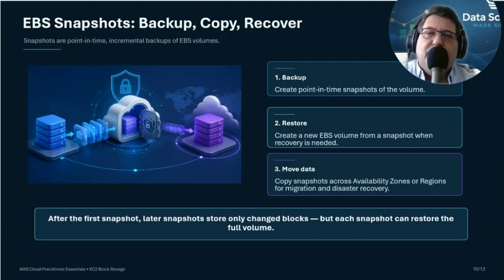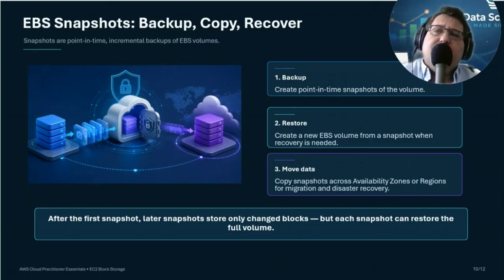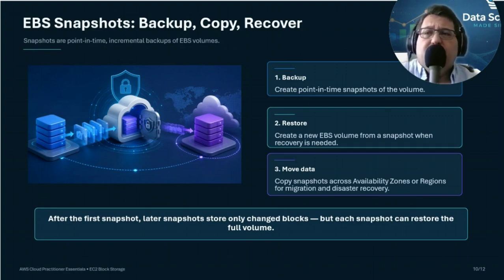The first major use case is backup. Organizations can create snapshots manually or automate them according to a schedule. For example, a company may create hourly snapshots for critical data, daily snapshots for standard systems, and weekly snapshots for long-term retention. The second use case is restoration. When recovery is needed, a new EBS volume can be created from the snapshot. That volume can then be attached to an EC2 instance.